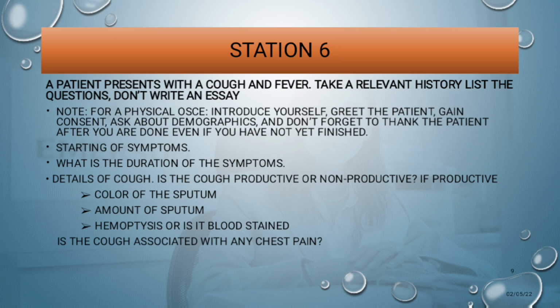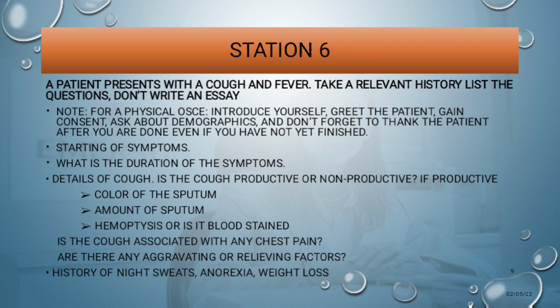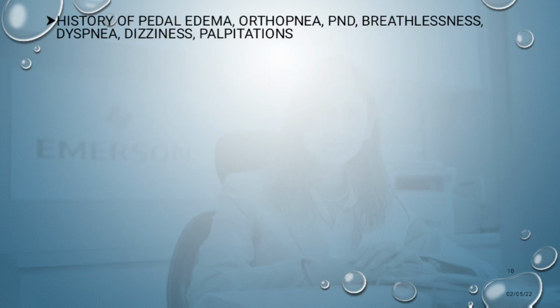So the other things we are talking about are associated symptoms. Okay, chest pains, difficulty breathing. That's some of the associated symptoms you might ask. Are there any aggravating or relieving factors? Any history of night sweats, anorexia, and weight loss? Those are some of the things we are going to ask. Then ask about any history of pedal edema, orthopnea, PND, breathlessness, dyspnea, dizziness, palpitations.